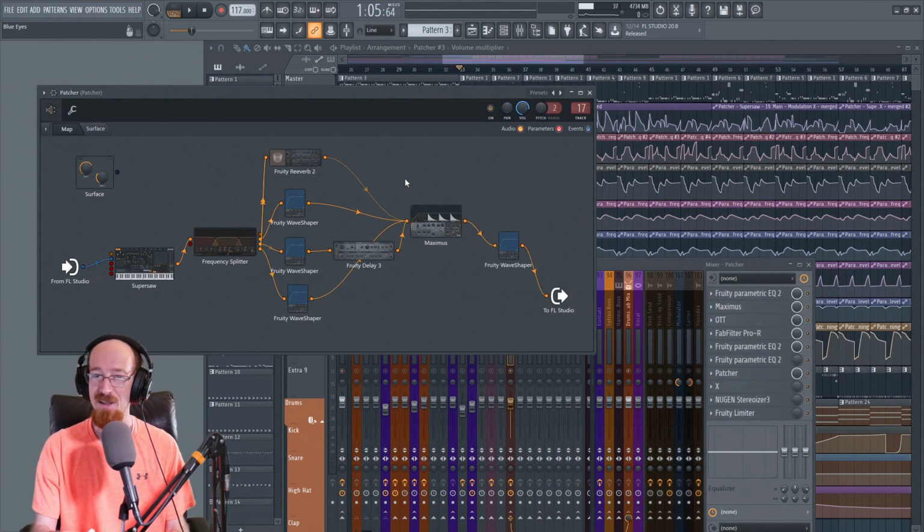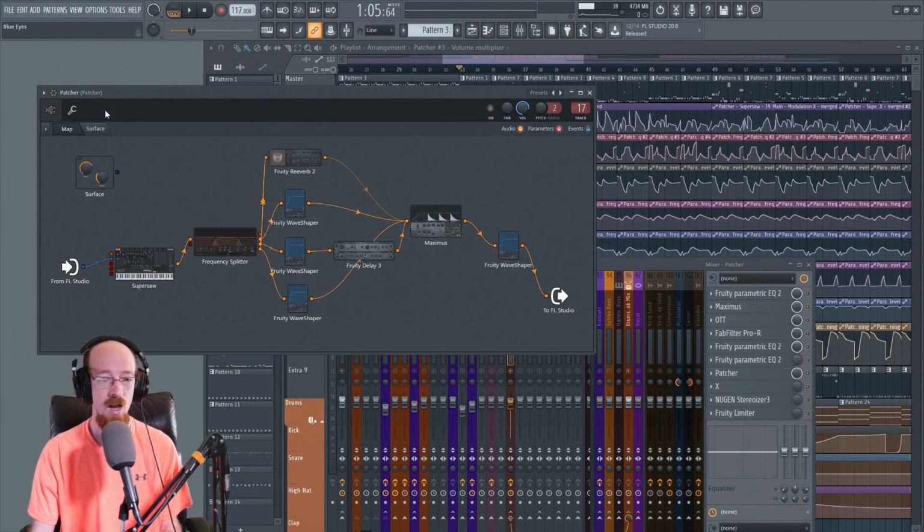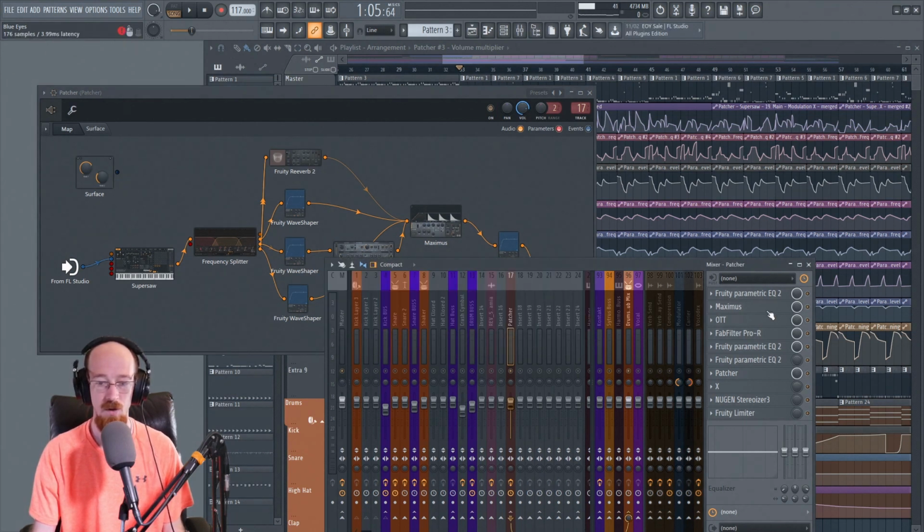So there's the frequency splitter. A lot of really incredible possibilities. I highly encourage you to whip it out inside of a patcher because I think it's really easy to work with it inside of patcher. And come up with some really cool chains. And you can save them and open them up in other projects. And so I could save this as a template and lose this effect chain here.